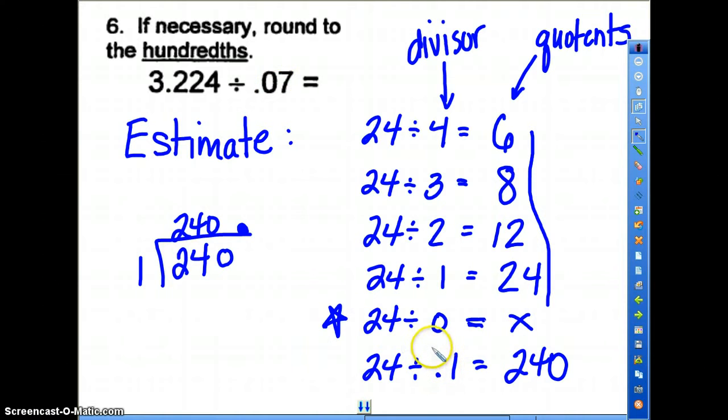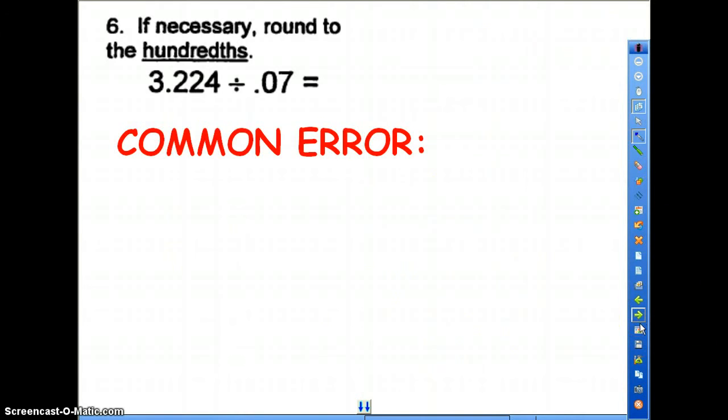Now, if we divided by 0.05, tell me something you know to be true about the answer. Yeah, it's going to be less than 240, but bigger than 24. Okay? All right? So, give me an estimate before we do this common error.